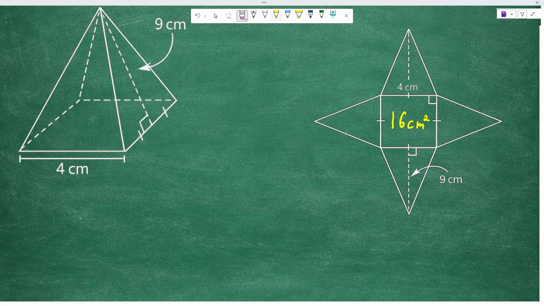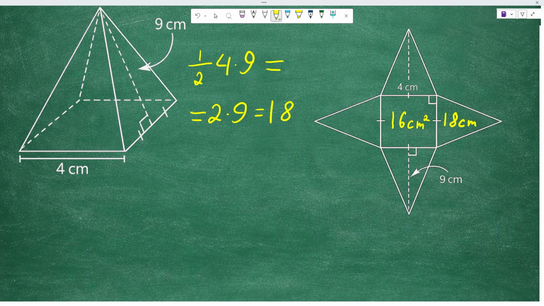The base of that triangle is 4 centimeters. The formula for the area of a triangle is 1/2 times the base times the height. So we plug our numbers in. 1/2 times 4 times 9. Half of 4 is 2, and 2 times 9 is 18. So the area of one triangle is 18 square centimeters.